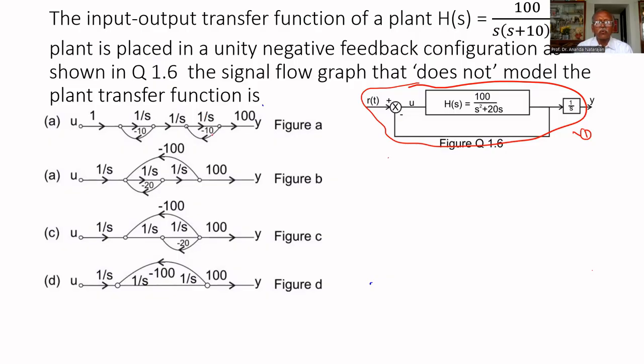If we compare, there are 2 loops. The second also has 2 loops. The third also has 2 loops. And the fourth one has only 1 loop. That's why A, B, C may be correct. Let us check D. What is the transfer function?